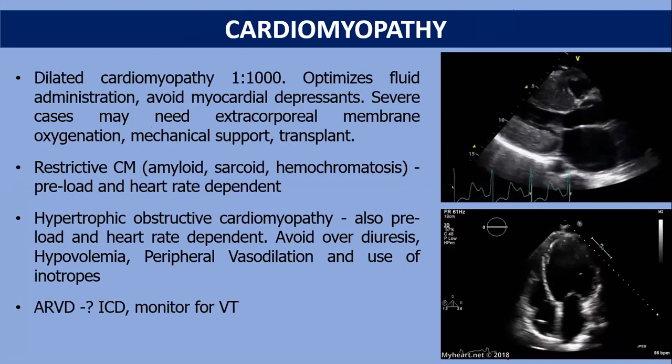Cardiomyopathies are of different types: hypertrophic cardiomyopathy, obstructive, non-obstructive, restrictive cardiomyopathy, and dilated cardiomyopathy. You have to understand the basic pathophysiology of these disease processes, then you can address the problem and tackle the situation. In a hypertrophic obstructive cardiomyopathy patient, you should avoid overdiuresis. You should avoid hypovolemia that can increase the gradient of the LVOT. You have to avoid peripheral vasodilatation that also may increase the gradient, and use of inotropes may induce arrhythmia.